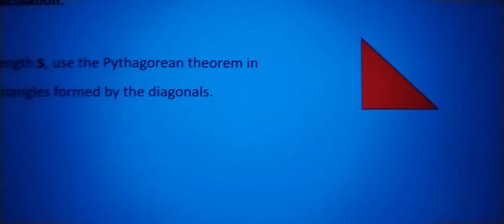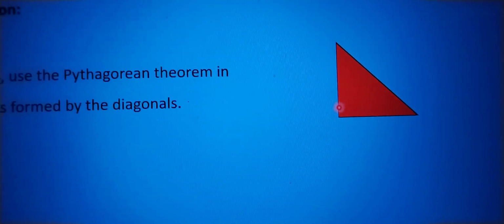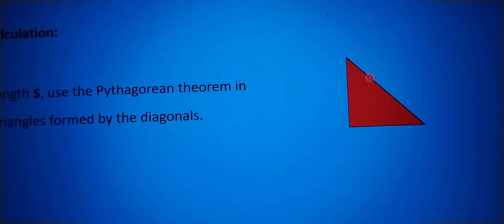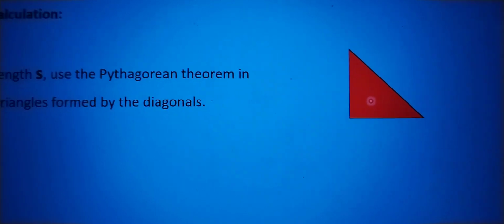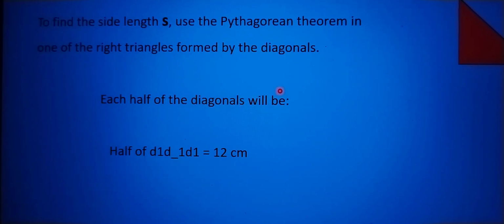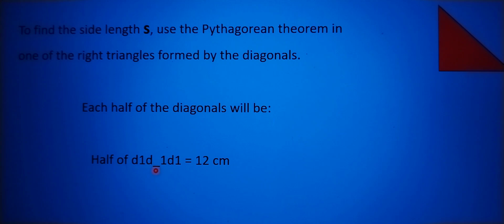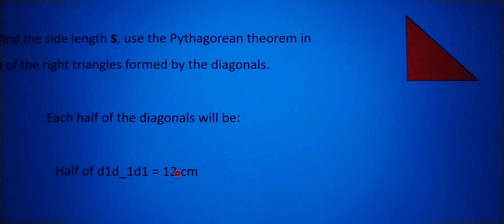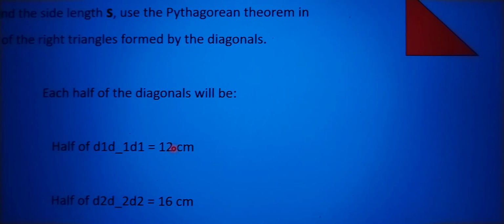So this is the only one. It is just a part of the kite, just one part of it. So this is a right angle triangle. So now we're going to use the Pythagorean theorem to find the side, which is this side, using the right angle triangle we got from the diagonals of the kite. Each half of a diagonal, for example half of diagonal 1, will be equal to 12 centimeter. And the same works for the second one.